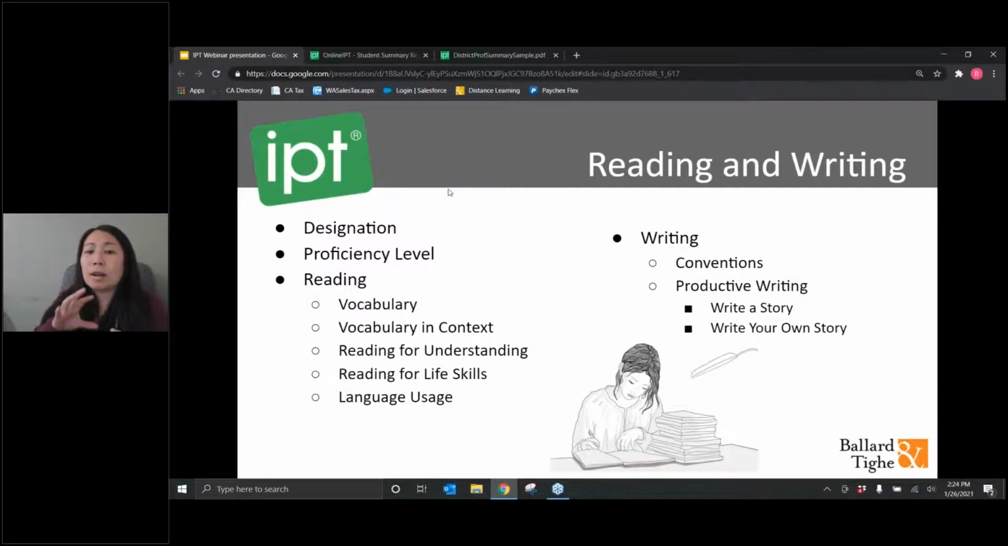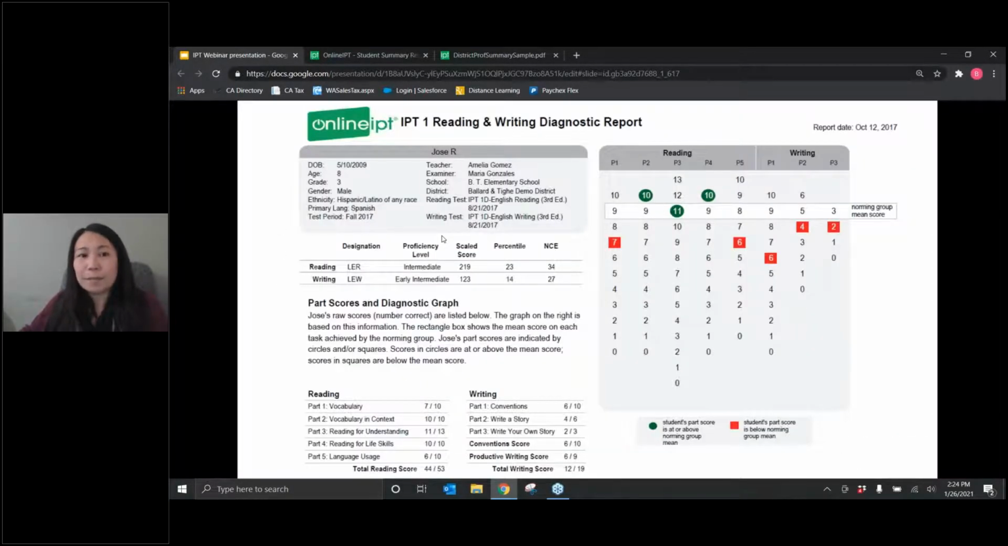This is a little bit more along the lines of grammar or the grammar functions. And then when we move over to writing, the conventions is definitely a lot of grammar. And then productive writing, of writing a story and writing your own story. So in the report, you're actually going to see scores for this. So this is an example of the reading and writing diagnostic report for the IPT 1.